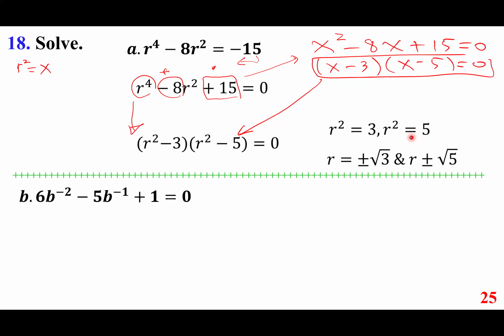Now, there are two methods to solve this. First, by the substitution, you can choose b to the power of minus 1 to be anything except b. Just be careful with the choice of variables. And if b to the power of negative 1 is x, b to the power of negative 2 is x squared.